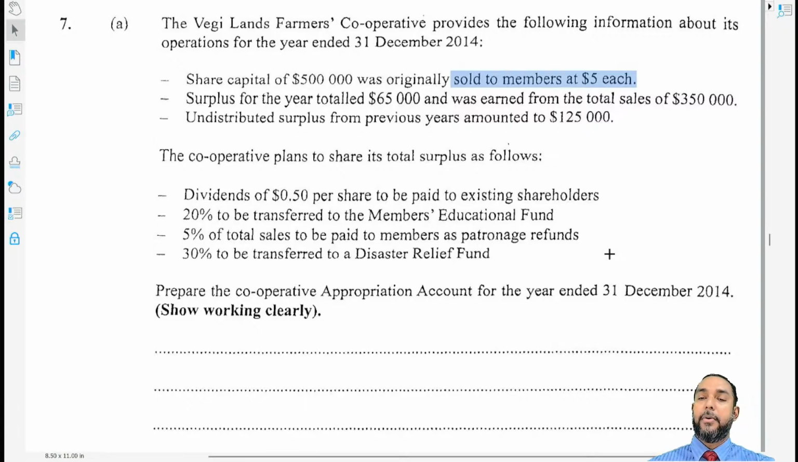So quick question, how many $5 shares do I have to sell or issue to raise $500,000? 100,000. How did I get that? Take the 500,000 and divide by the 5.